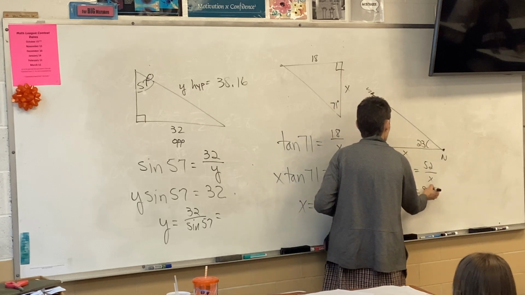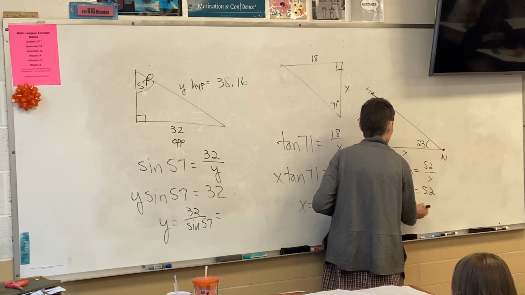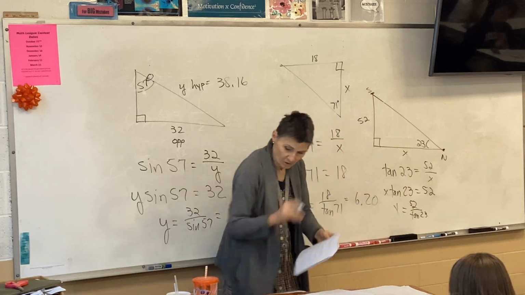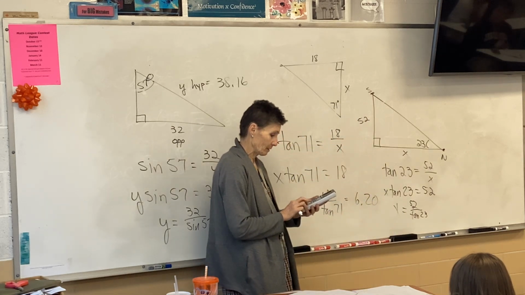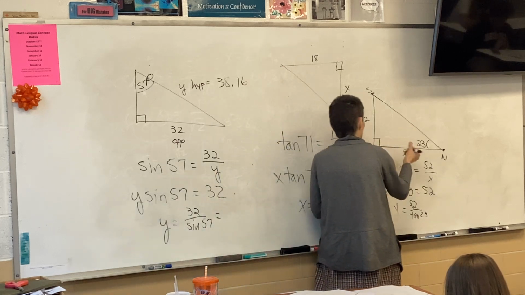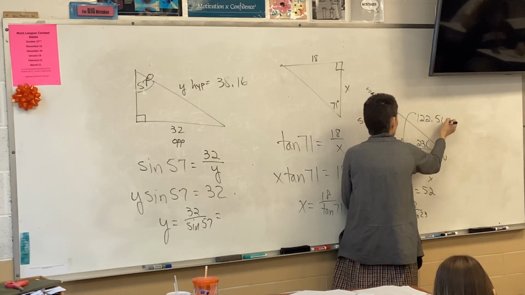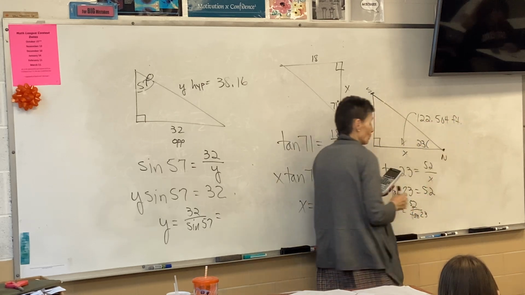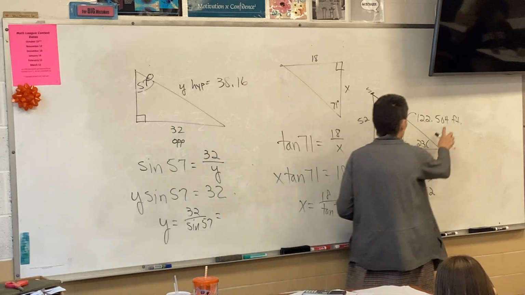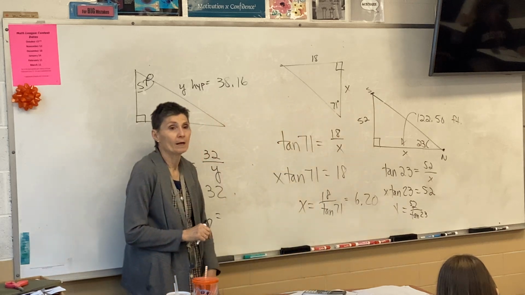However many steps it takes me, I'm gonna end up with 52 over tan 23. So how far is that? 122.504 feet. It says rounding to the hundredth, so that would be 122.50. And in a word problem, be sure that you are putting on your units.